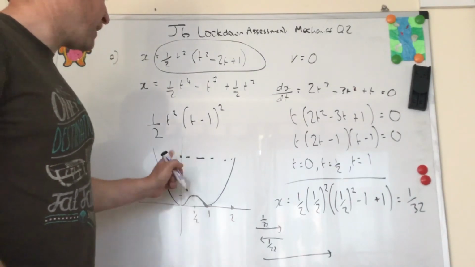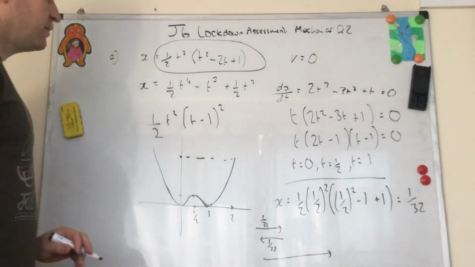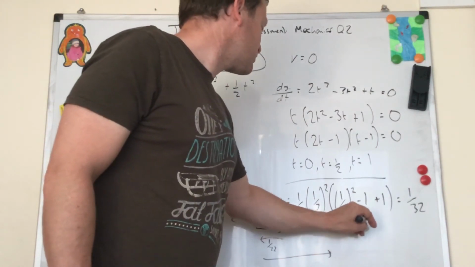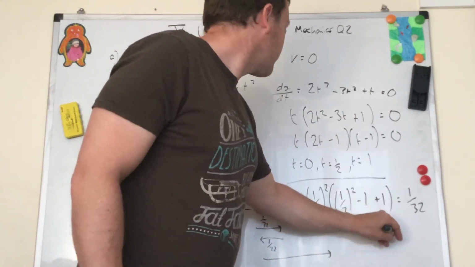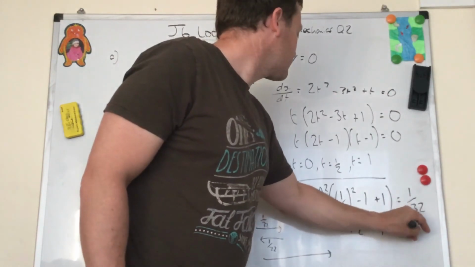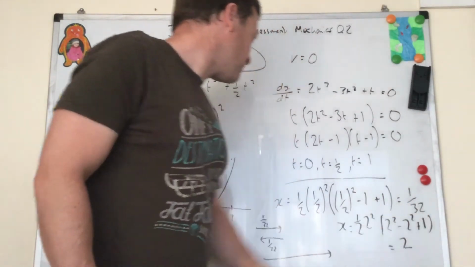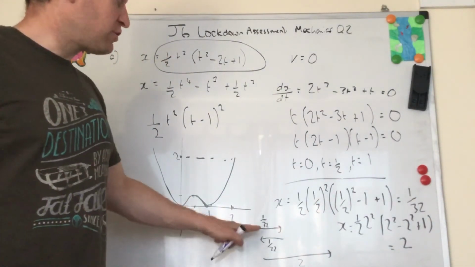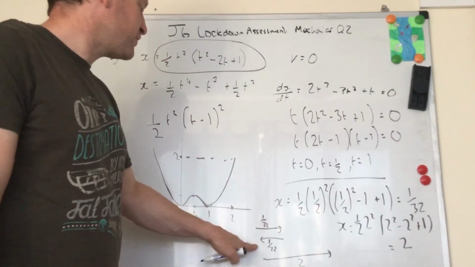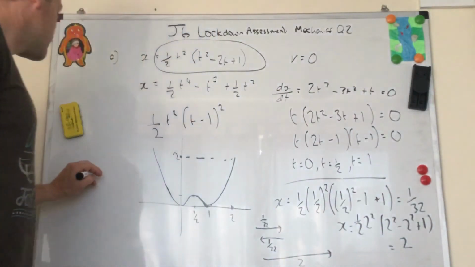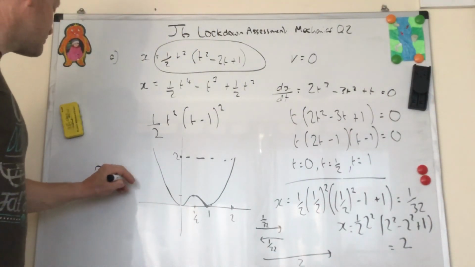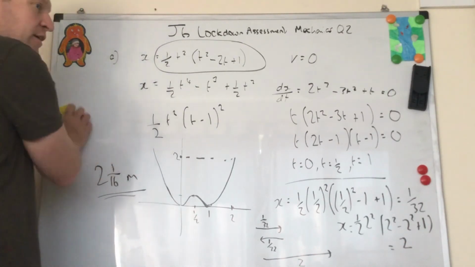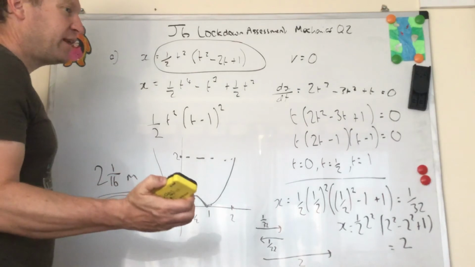So we also need to know x when t equals 2. So when we sub in 2, we get x equals a half times 2 squared times (2 minus 1) squared, and that comes out at 2. So it's going to move forward for 2. So the total distance travelled is 1 over 32 plus 1 over 32 plus 2, which comes out at 2 and 1/16 metres.